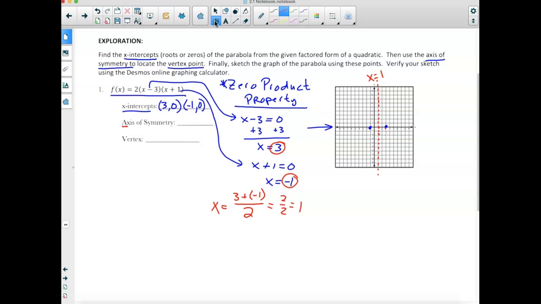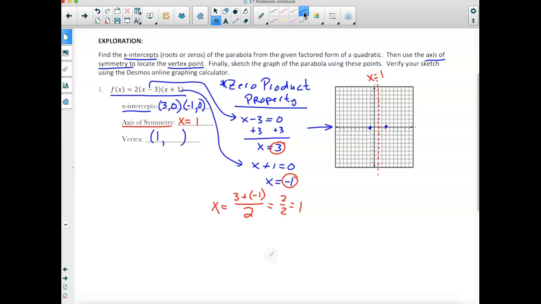Really important, axis of symmetry, it's an invisible line, which means it has to be written as the equation of a line in your answer. X equals 1 has to be written. You can't say the axis of symmetry is 1 because it's going to get marked wrong. It's an equation of 1. The only point on this parabola that this parabola will ever have on the axis of symmetry is the vertex. So after I find the vertex, I plug it in.